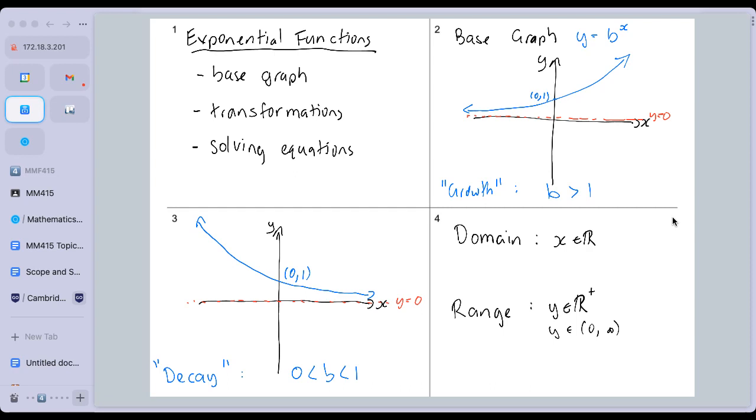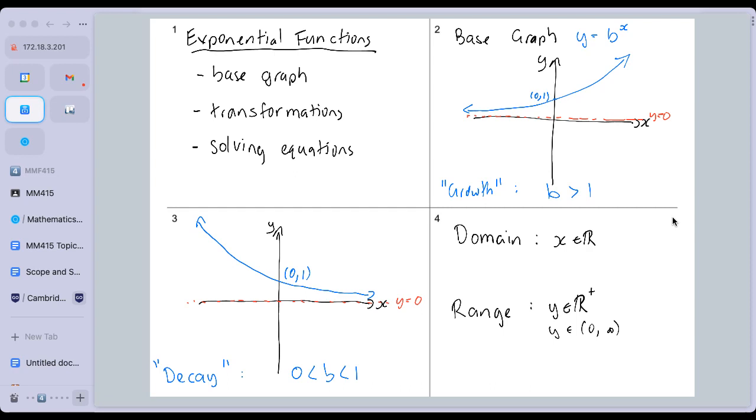What about the range? Do I need to split that up depending whether it's decay or growth? It's a different shape, so surely the range would be different. No, it's not. The range is the same as well. Literally, if you have a look at both graphs there, even though one is starting with y very big and going to y very small for decay, and the growth graph is starting with y very small and then y getting very big, it's the same set of numbers that it's going to.